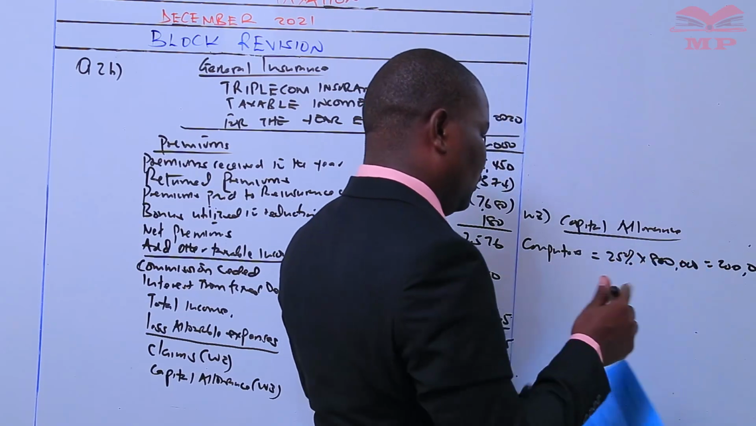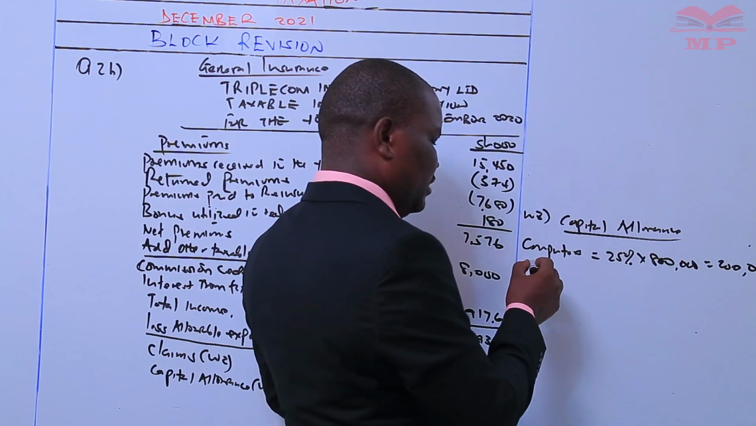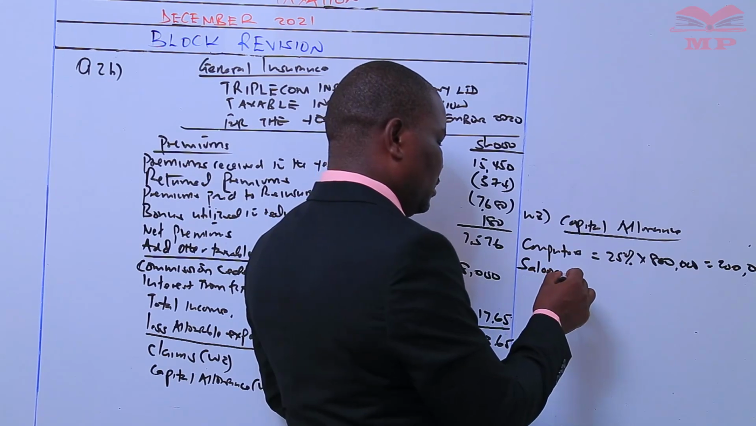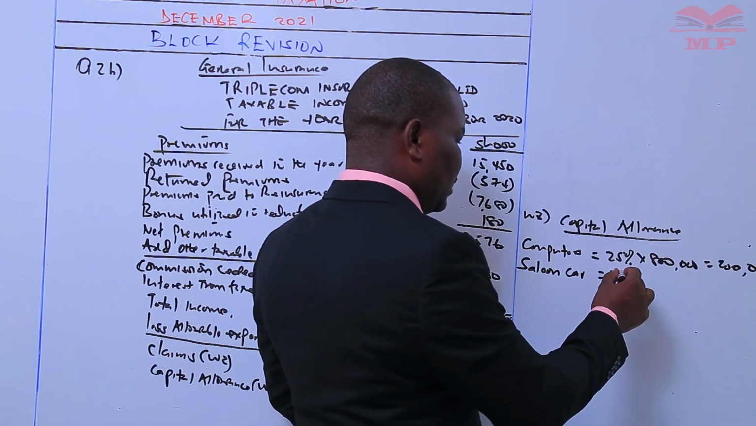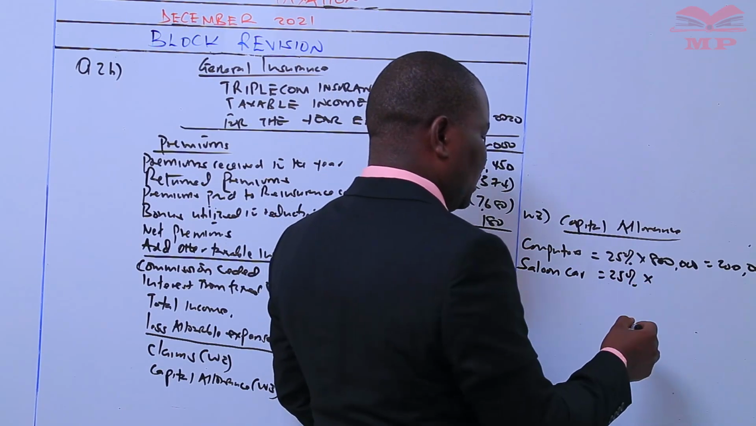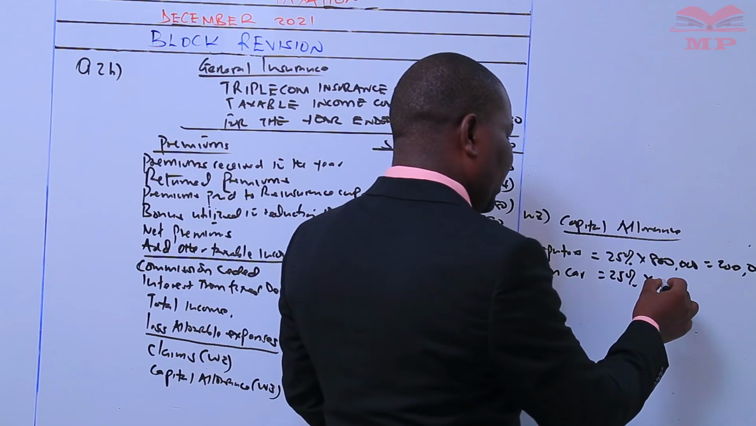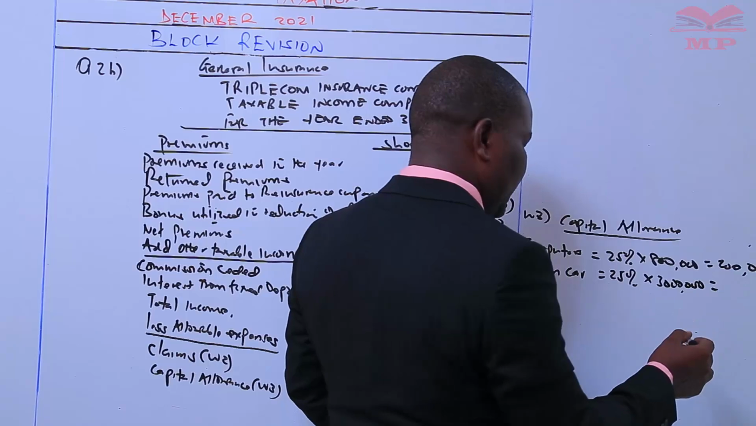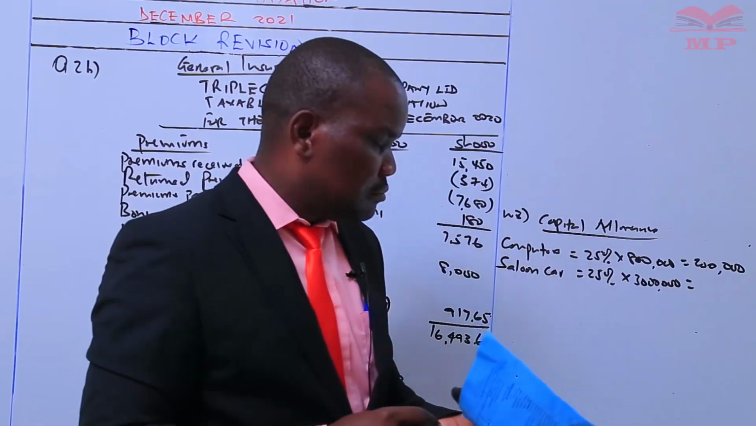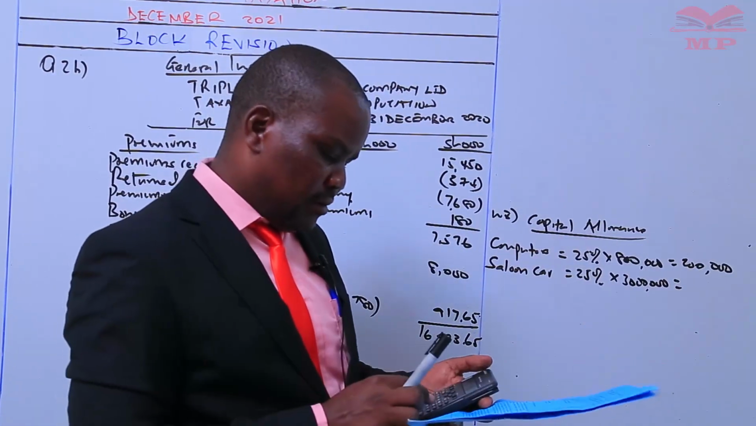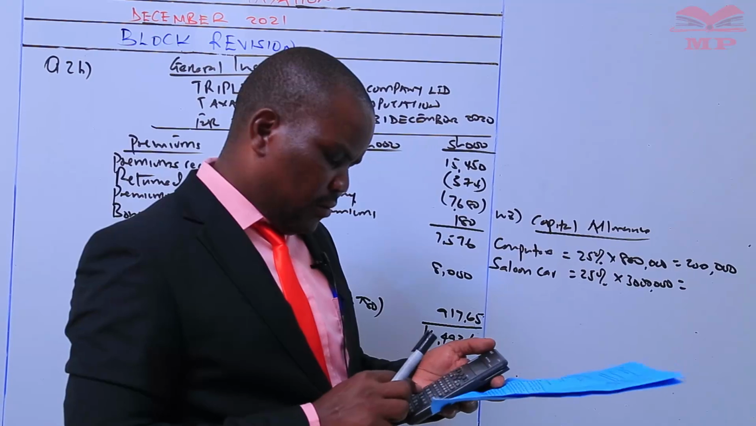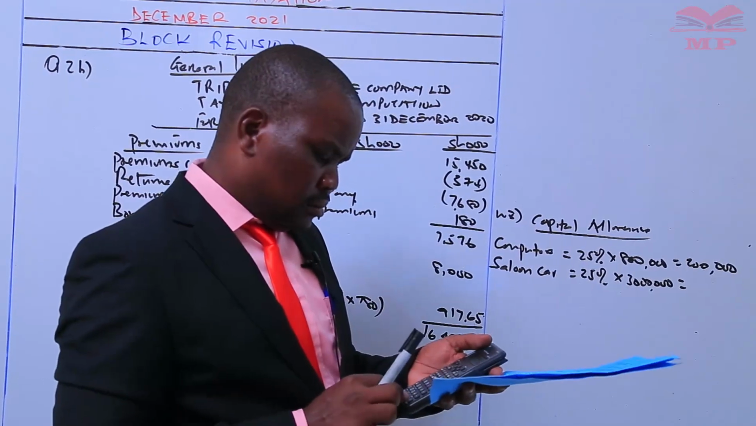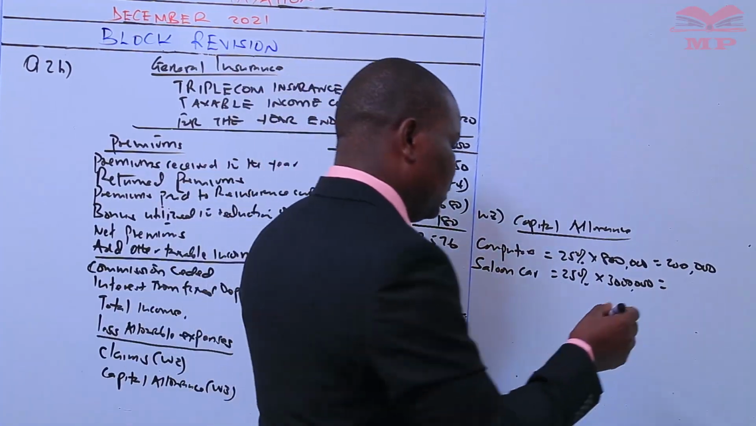2, we have saloon car. A saloon car is a non-commercial vehicle. So the qualifying cost is restricted at 3 million. So we shall do 25% of 3 million shillings. That should be 750, I think. Let's confirm. 25% of 3 million is 750,000.